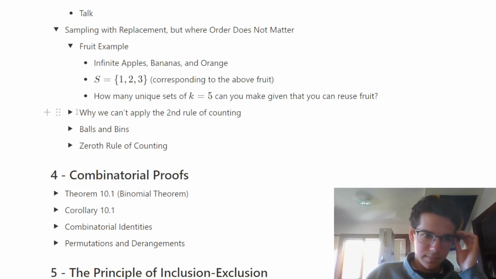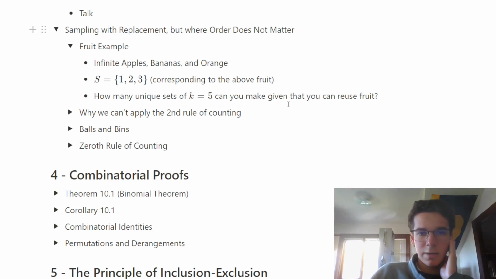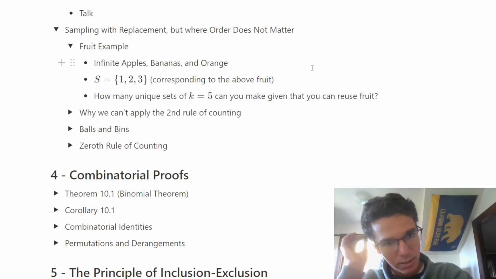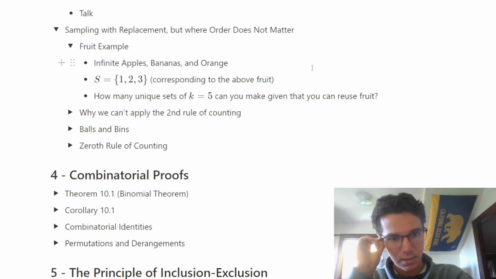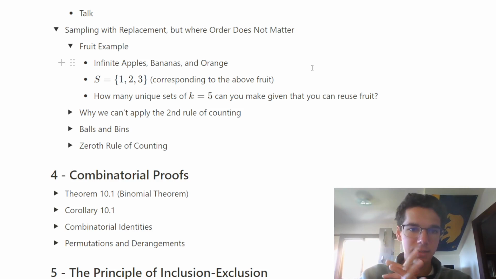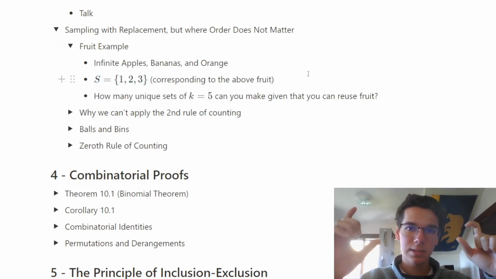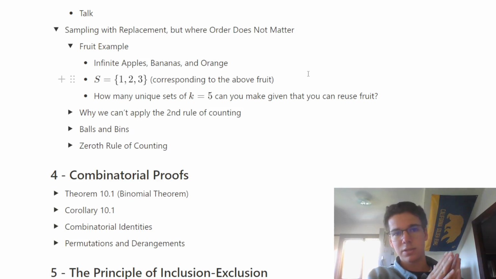So let's see. Why can't we apply the second rule of counting? Well, if we think about what power we have now that we can reuse elements, say we want to make a set that has to be of size 5, right? Say the set consists only of apples. In that case, there would be 1 sequence that falls into that set, right? Because it would just be 5 ones.